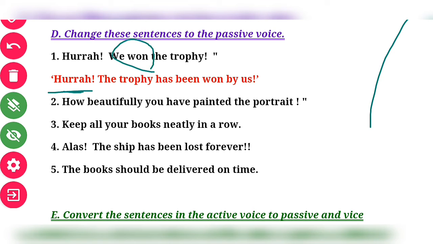One is given in past time. First of all, you have to identify what sentence is given in active voice, and in which tense it is given. Tense as well as sense, both you have to keep in your mind. So one is given in past tense.